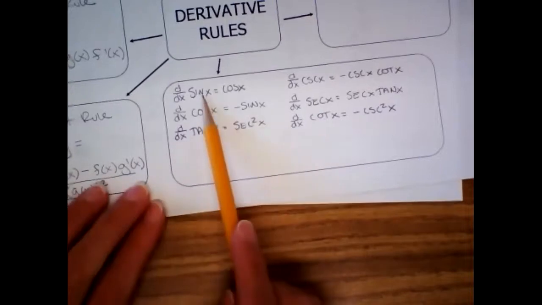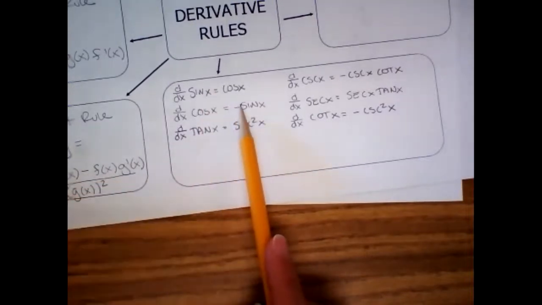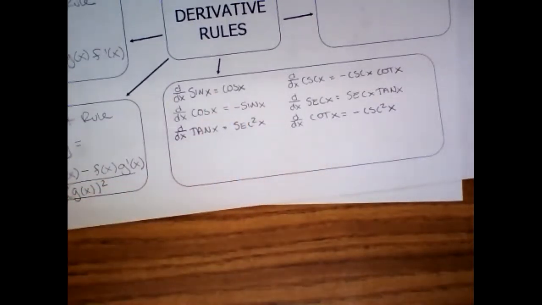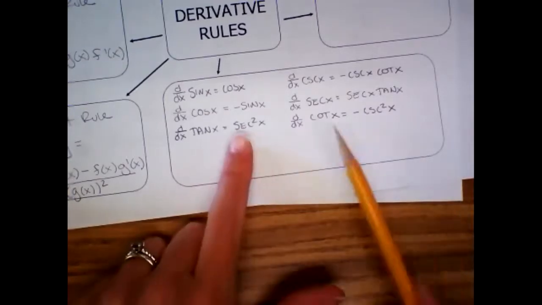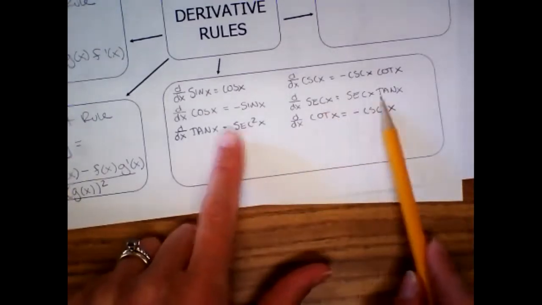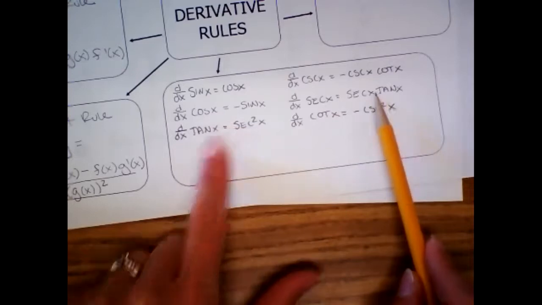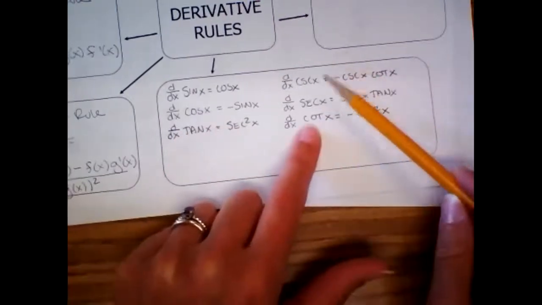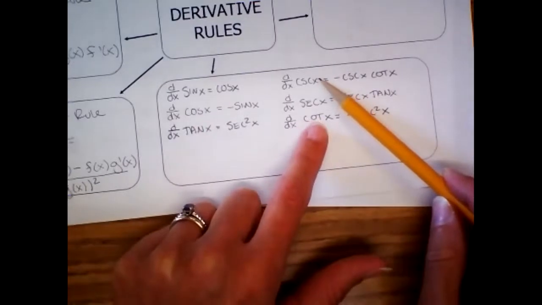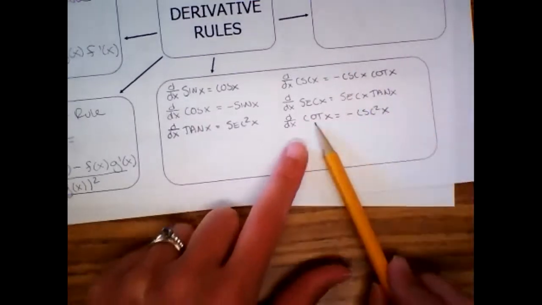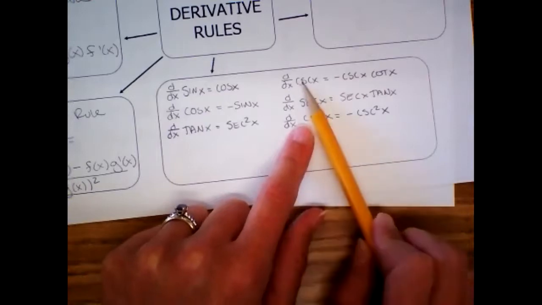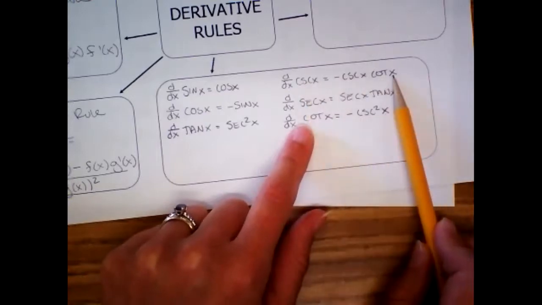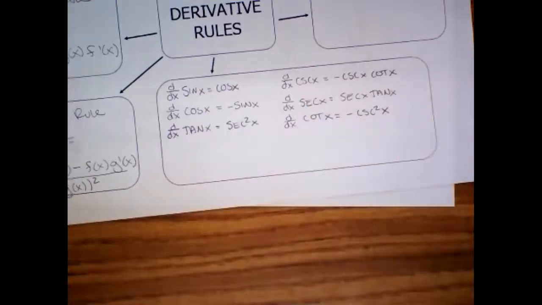All right, most people remember sine and cosine. Sine and cosine aren't too bad, right? Okay, I call them buddies. Secant and tangent are buddies. Do you see how they have each other in them? The derivative of tangent is secant squared, and of secant is secant tangent. And then cosecant and cotangent are buddies in the exact same way. Cotangent is negative cosecant squared, cosecant is negative cosecant cotangent. Like you see how they buddy together?